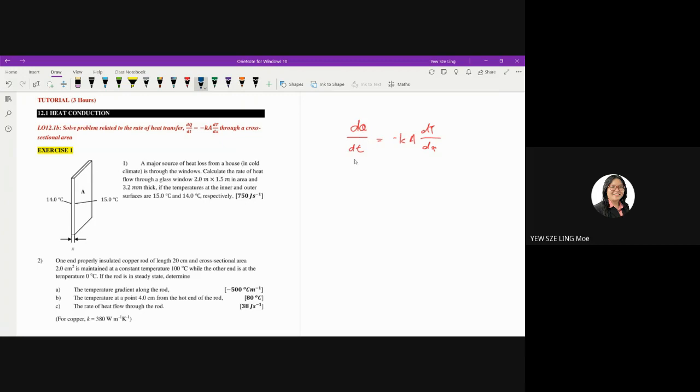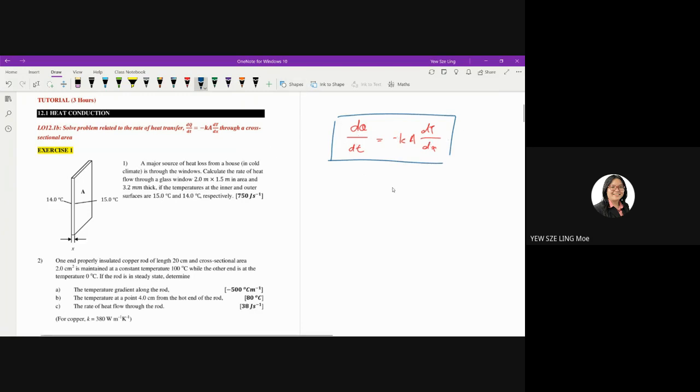So now we have dQ over dt, which tells you the rate of heat transfer, equals negative kA dT over dx. k is your constant, the thermal conductivity. A higher k means it is a better conductor, and A is the cross-sectional area. dT over dx is the temperature gradient. So you need to know the meanings of these equations. This is basically the only equation that we have in this first subtopic.